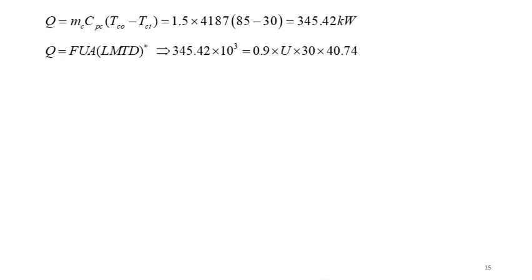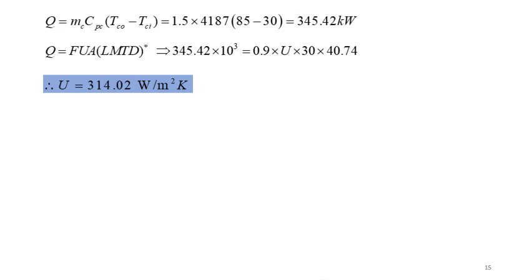Equating that, Q is equal to F into U A into LMTD, which is 345.42 into 10 to the power 3, and F is equal to 0.9, U is unknown, area is 30, and delta T is 40.74. So you can get U is equal to 314.02 watt per meter square Kelvin. This is the procedure for how to solve a cross flow heat exchanger. Okay, both fluids are unmixed.